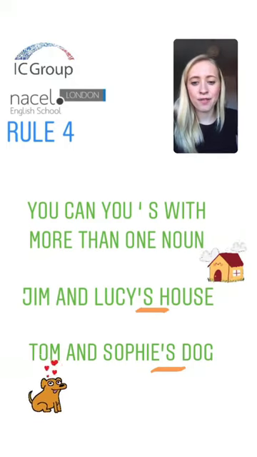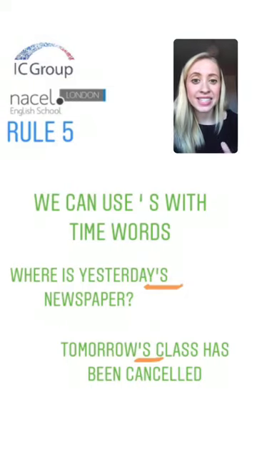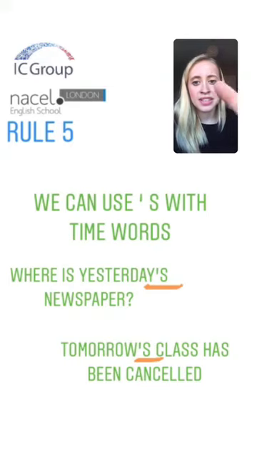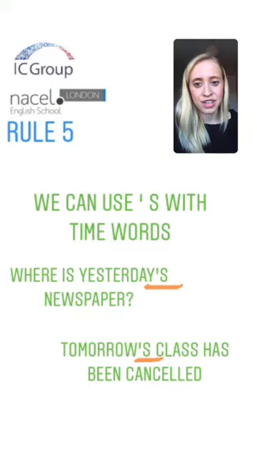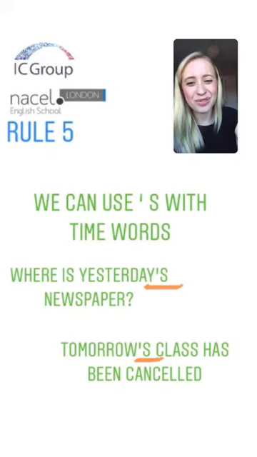Okay, and the next rule then, rule 5, we can use the possessive S with time words. The examples we have here are where is yesterday's newspaper, and tomorrow's class has been cancelled. Okay, make sure you're listening for the emphasis on that S sound. It's really important that you can hear this and you can produce it. Okay, this is rule number 5.